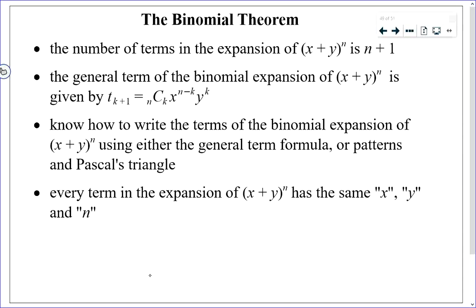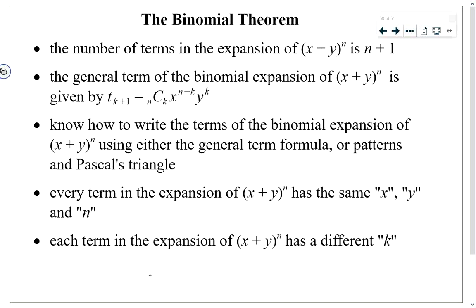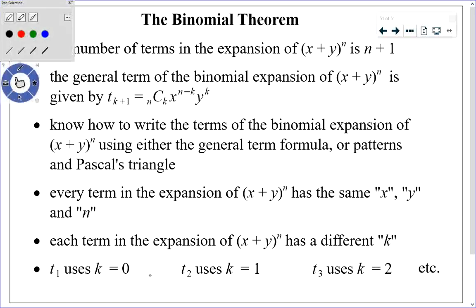Every term in the expansion has the same x and the same y and the same n. However, each term in the expansion has a different k. T1 uses k equals 0, T2 uses k equals 1, T3 uses k equals 2. And just to round this out, once you identify n, you're going to put n here and here. That's the exponent on the binomial. Once you identify k, which is related to the term number, you're going to put that here and here.